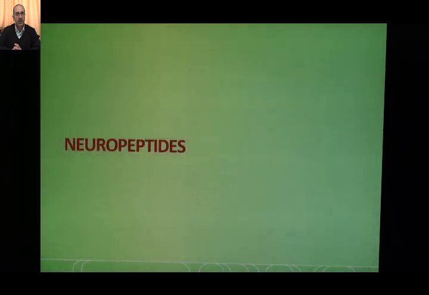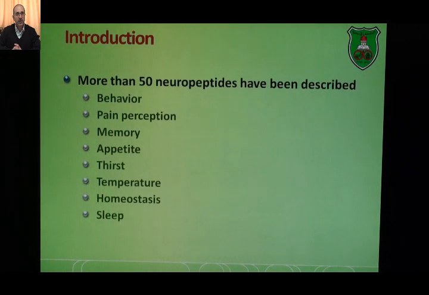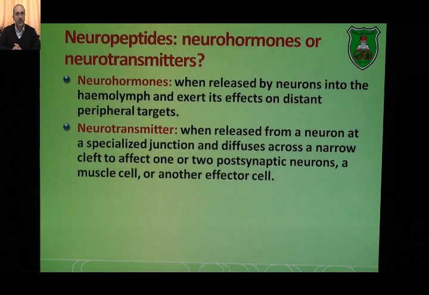So let's start with neuropeptides. Now, there are many neuropeptides identified so far. They are responsible for different behaviors or different responses like pain perception, memory, appetite, thirst, and so on. There are many of them, and not all of them have been discovered so far. Now, is a neuropeptide a neurohormone or a neurotransmitter? There is a distinction between the two. The same molecule can act as a hormone or it can act as a neurotransmitter. It depends on where it acts.